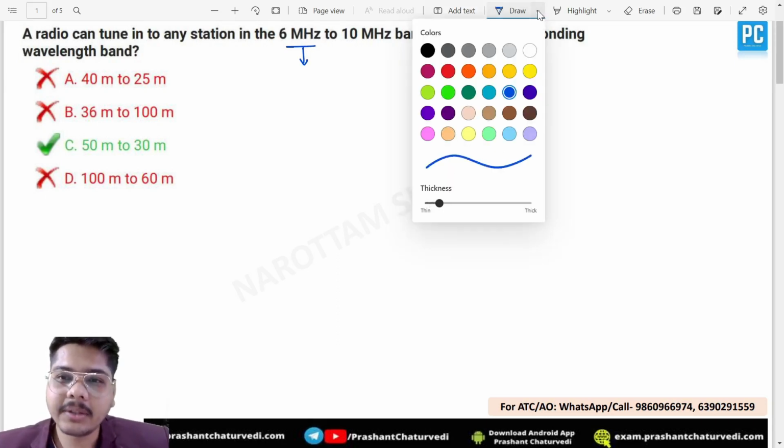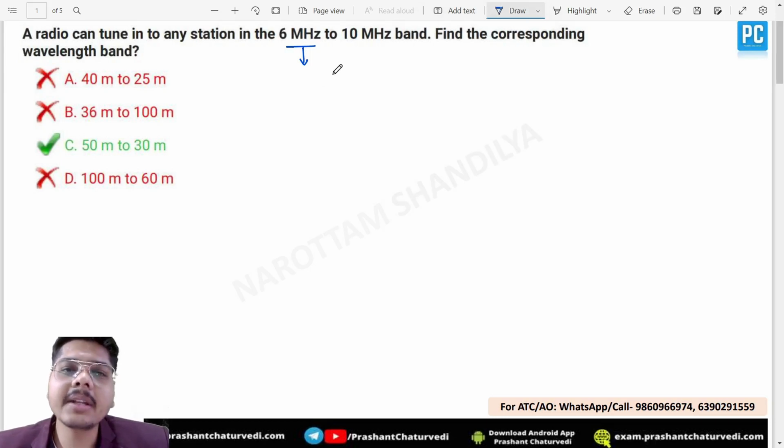So I will remember some formula which relates frequency with wavelength, or for a corresponding frequency what the corresponding wavelength should be. Because it's a radio wave, it travels with the speed of light. If you have taken my class last time, you might know how I combine the basic things with the actual technical topics.